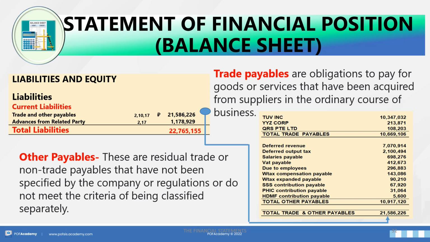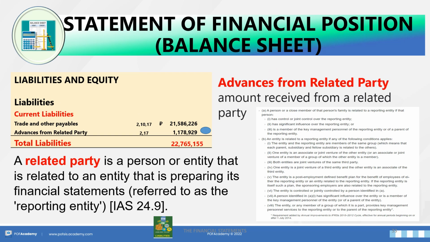So as to our example here, we have 21.5 million as trade and other payables, in which 10.6 million is from trade payables and 10.9 million is from other payables. We also have here the advances from related party, because in our example ABC Corp is a subsidiary company and has a parent company that initially supports or finances its subsidiary when it comes to its payables.